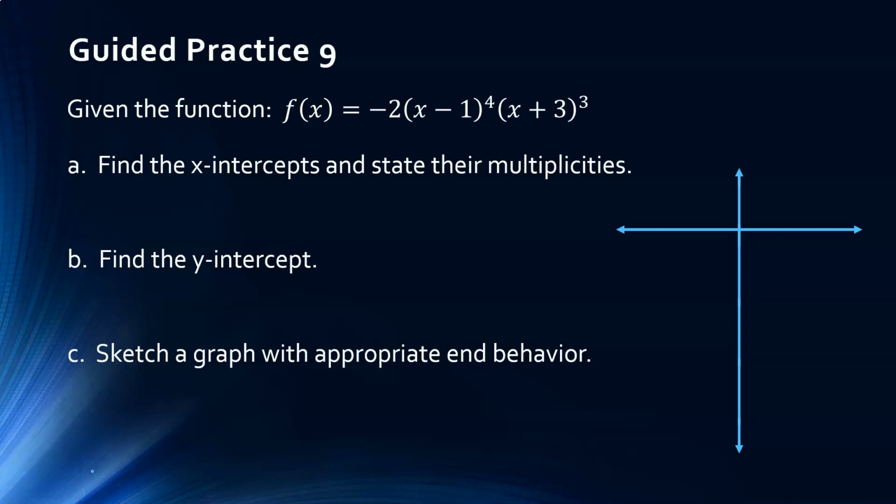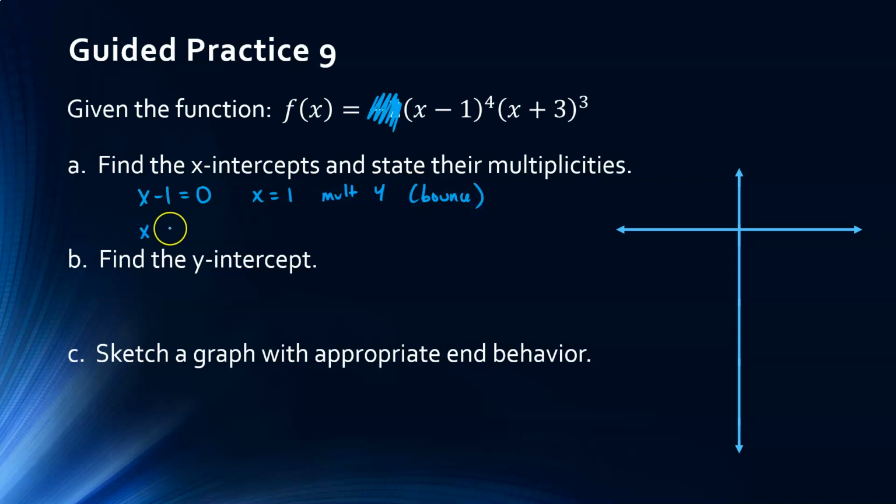Let's start with the x-intercepts. Remember that negative 2 has no impact on the x-intercepts. That's only going to have an impact on the y-intercept, which we'll find in just a minute. So for the x-intercepts, I'm just going to focus on those factors. If I set x minus 1 equal to 0 and solve it, I would get x equaling 1. And that's got a multiplicity of 4. So that's going to have a bounce.